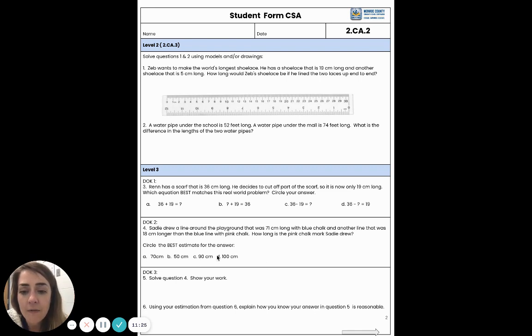So which one of the remaining answers would make a good estimate? You don't know exactly how much it is, but it's the best guess. And I want you to circle that.